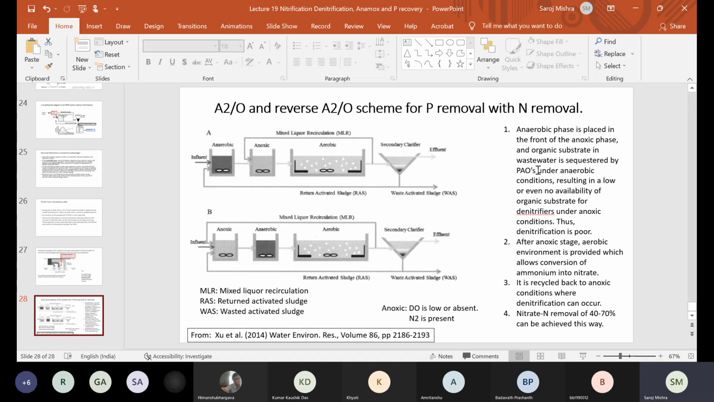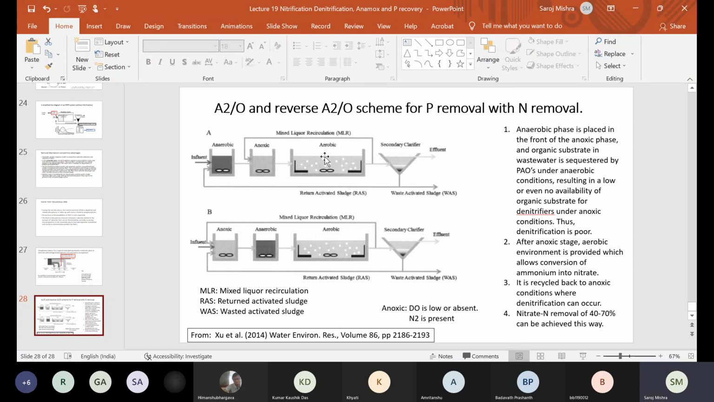In order to do that, in this paper, there are two different schemes which have been applied. The first scheme is called the A2O process. A2O means that the first A stands for anaerobic, the second A stands for anoxic condition, and O stands for aerobic condition.